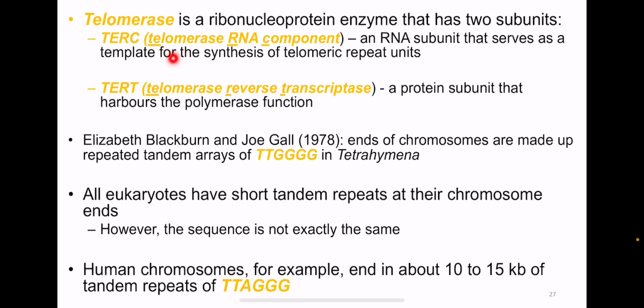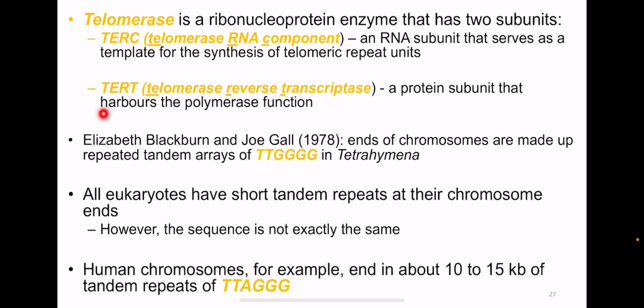So let's talk about the RNA component first. This is the RNA component of the telomerase. It is an RNA subunit that serves as a template for the synthesis of the telomeric repeat unit. The RNA component simply serves as a template for the synthesis of your telomere, because for you to synthesize something that's going to bind to something, you need a template. So within the protein is the TERC, and that serves as a template for the synthesis of your telomere.